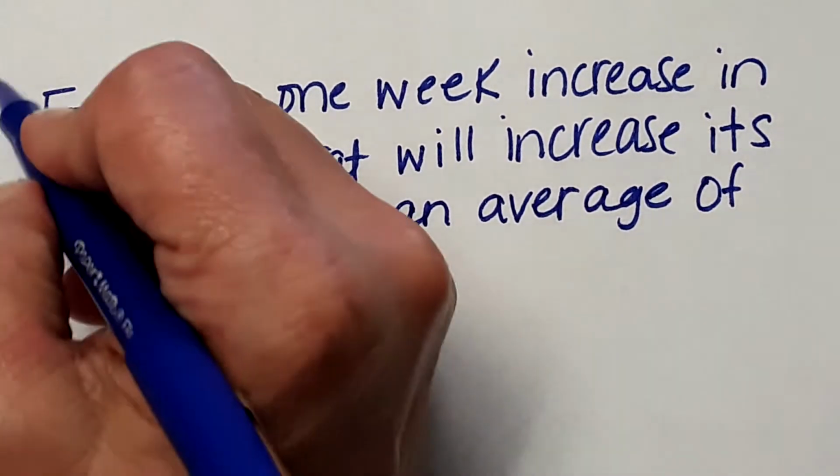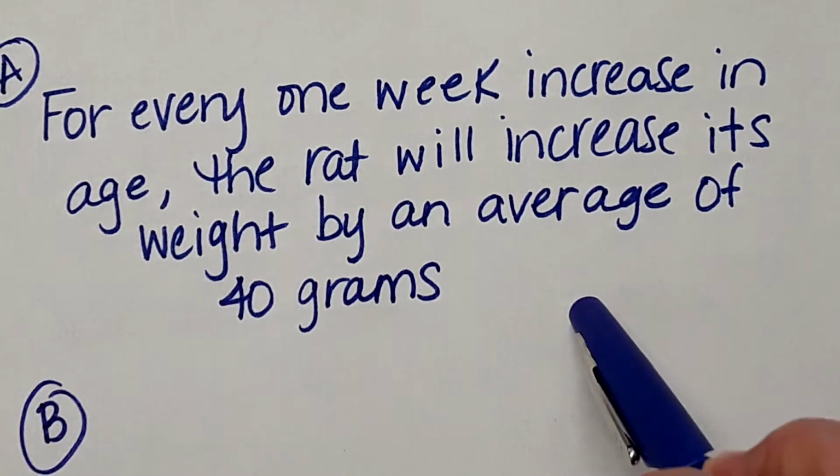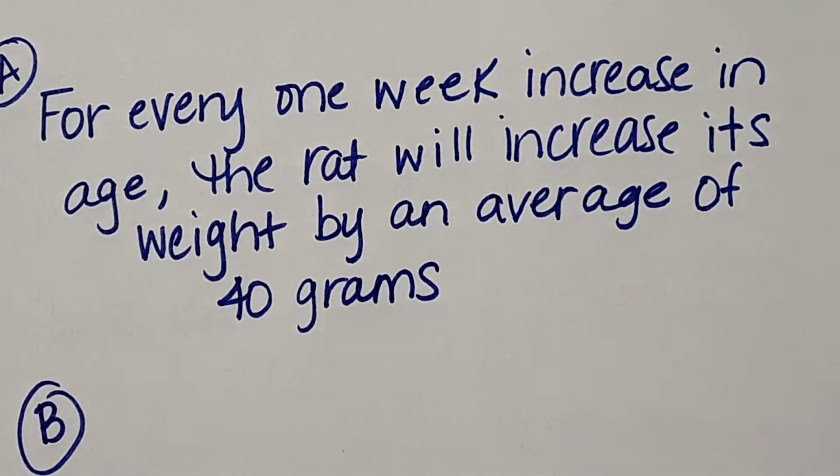Okay, so this is A. This isn't necessarily how I would write it. I always write it as, as the rat's weight increases by 40 grams, the age increases by 1 week. Or time increases by 1 week. That's what I would write. They're talking about weeks, right? They're not talking about years. That's why when we get to part D, it's so important.